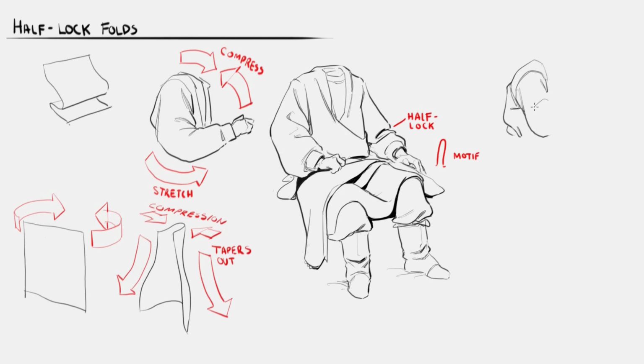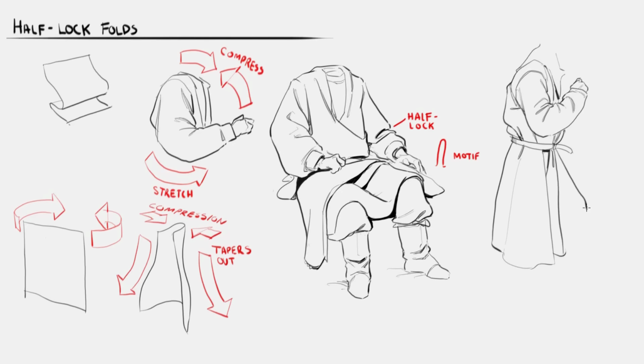On this next cloak, you're going to see half-lock folds occur in a lot of different places. The arm that's coming into view right now has a bunch of half-lock folds occurring at that elbow, and even one towards the wrist. There's a series of them occurring around the waistband as all of that loose fabric is being compressed into the belt. Emerging from the bottom of the waistband, you're going to see a series of half-lock folds that then taper out into pipe folds.